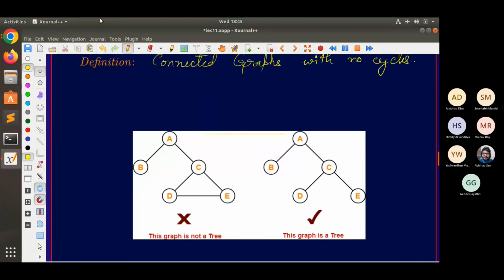I hope everyone remembers the definition of tree by now. Anyway, there are a couple of examples: this is not a tree and this is a tree, because there is this cycle over here, and there are no cycles.